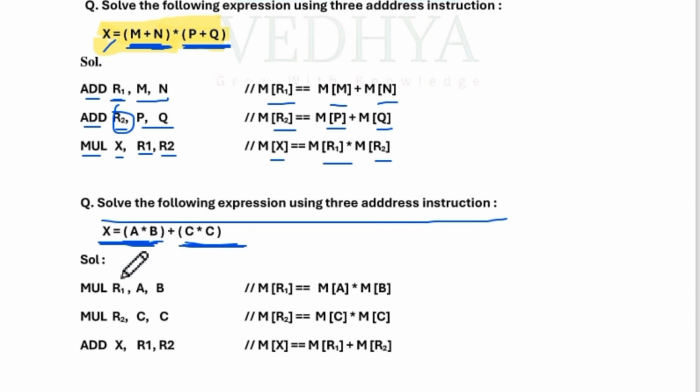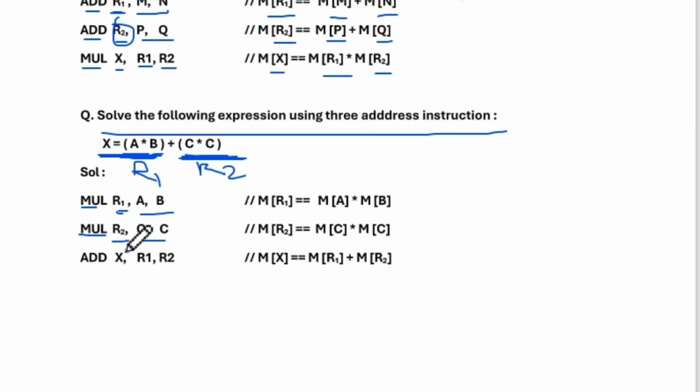Then what do we do? We multiply A star B and store it in R1. Now multiply A and B and store it in R1, and again multiply C and C. This part we solve now. So multiply C and C and store it in R2. So this part is given as R1 and this part is given as R2.